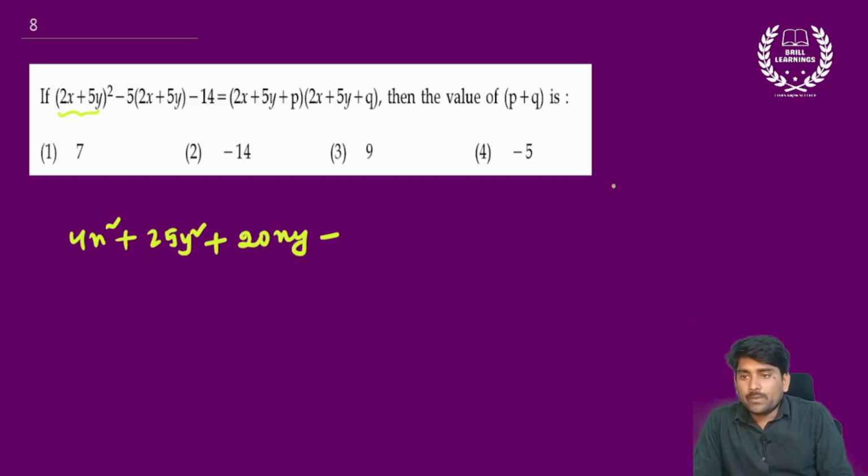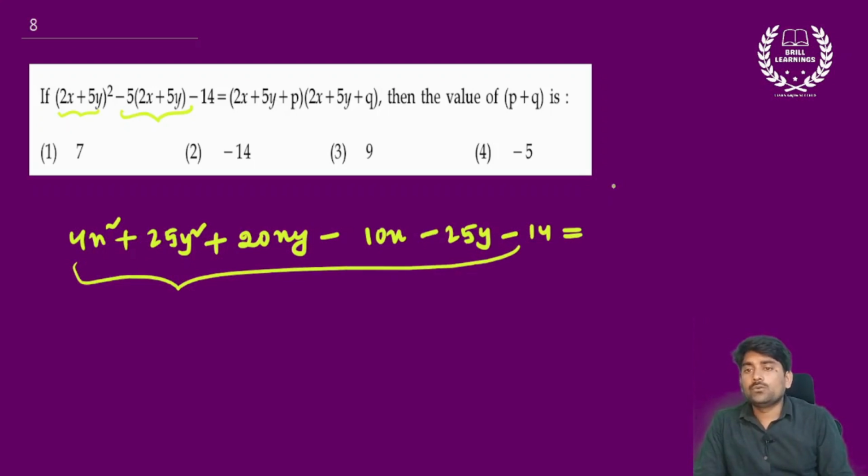20xy minus, now this term 5 into 2x minus 10x minus 25y, minus 14 is equal to, this whole value is on the left hand side. Now simplify the right hand side values. First multiply the first term with the 3 terms, then the second term with the 3 terms, and then the third term with the 3 terms.